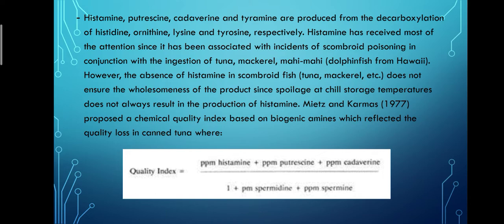This table is from Smith and Karma, 1977, who proposed a chemical quality index based on biogenic amines which reflected the quality loss in canned tuna. So this is the table where the quality index is equal to ppm histamine plus ppm putrescine plus ppm cadaverine, divided by 1 plus ppm spermidine plus ppm spermine.